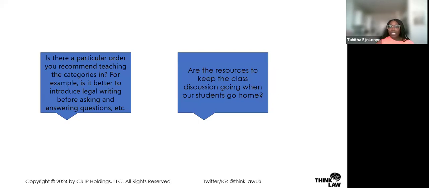Are there resources to keep the class discussion going when our students go home? The answer is yes, finally. What you'll notice in the new lessons is a home connection piece. It's not like your traditional homework. It's something you can send out in print, like in the Friday folders or whatever folder you use for communication. You can email it as well. It continues that conversation from school to home.